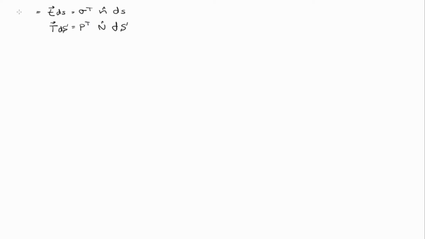And then we said that this, t times the little area, is df, and this big T times its area is also df by definition. That's how we define big T. So these two equations should be equal to each other when you multiply by the respective areas. So really what we have is sigma transpose N ds is equal to P transpose N ds.